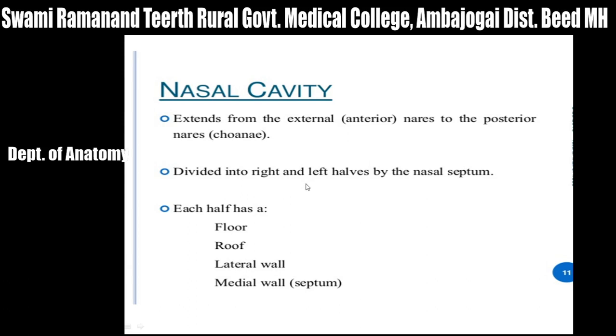Then this nasal cavity is divided into two halves by one medial wall, and that medial wall is called the nasal septum. So each half of the nasal cavity is having floor, roof, lateral wall and medial wall. So this medial wall is called the nasal septum. You may have a short note over this nasal septum. Just prepare this short note. If there is any query, you can ask me.